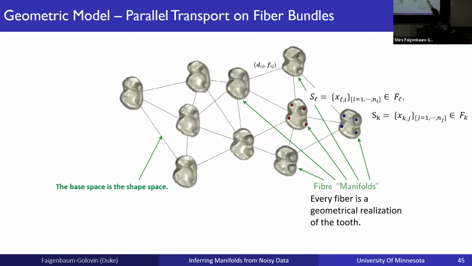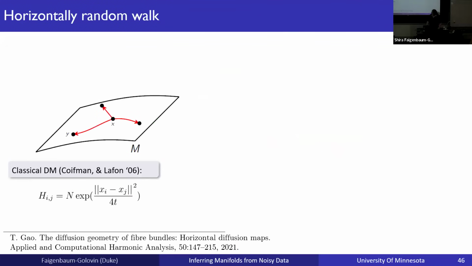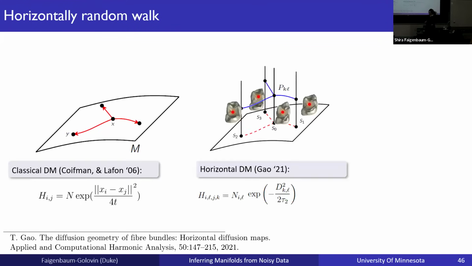So I have two surfaces, S_L and S_K, which are a collection of points, and it comes with the parallel transport P from K to L. I'll define some distance based on the surfaces and also based on the points and their neighborhoods. Now if we go one step back to the classical diffusion model, where we diffuse each point with diffusion time t, we will define now how we perform the diffusion.